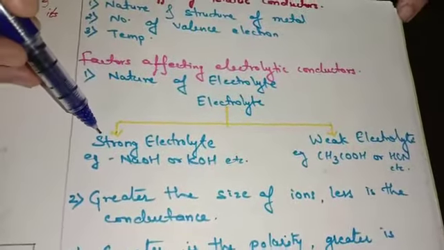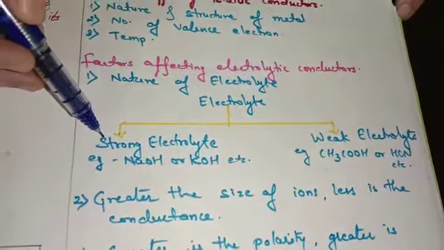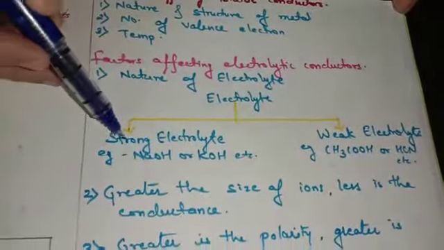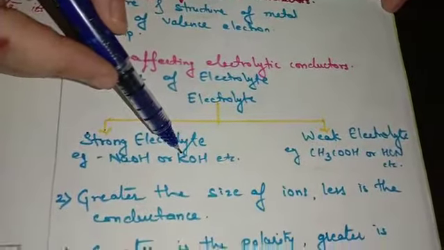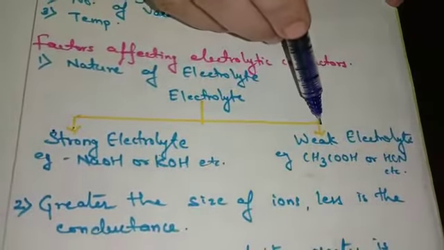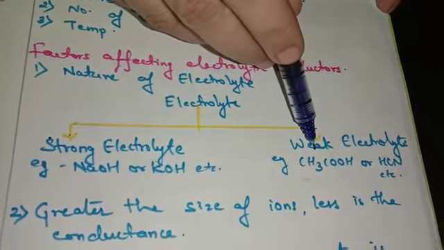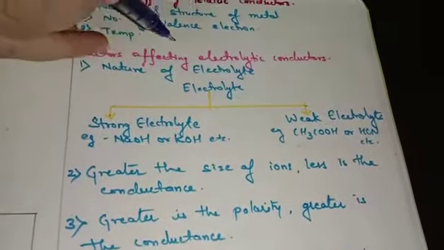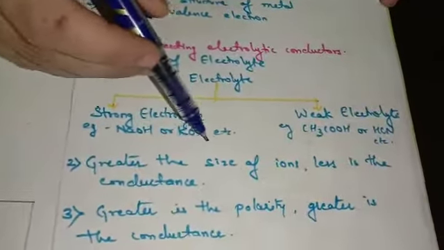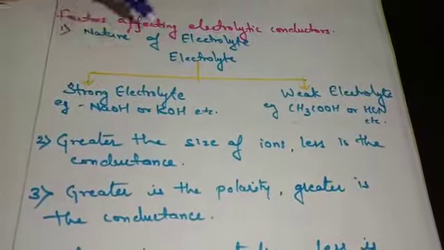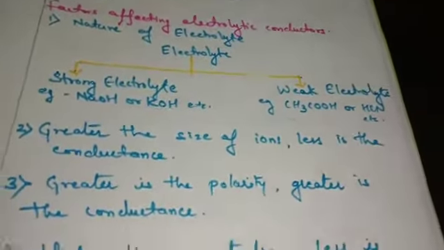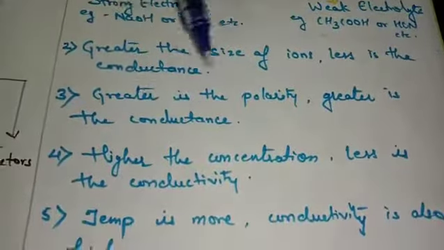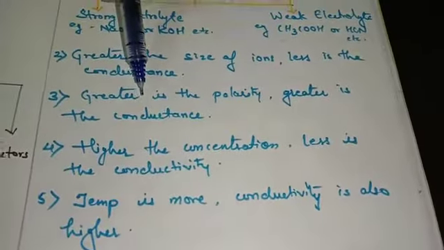Strong electrolytes are those electrolytes which dissociate completely, whereas weak electrolytes dissociate partially. Examples of strong electrolyte: sodium hydroxide or potassium hydroxide. At the same time, examples of weak electrolyte are acetic acid or hydrogen cyanide, etc. Second factor on which the electrolytic conductor depends is, the greater the size of the ion, less is the conductance. That means as the size of the ions increases, its conductivity decreases. Third, greater is the polarity, greater is the conductance. That means polarity is directly proportional to conductivity.